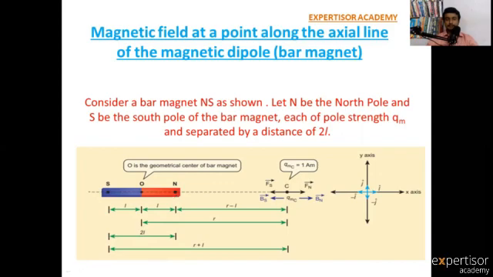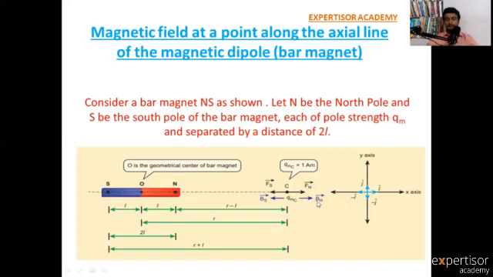Consider a line which passes through the two poles. At point C, there is a testing pole strength, that is QMC. This value is 1 ampere meter. Okay. So here Fn is the force by the north pole. This is the direction of the force by the north pole.